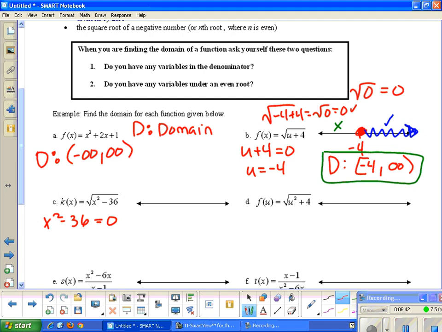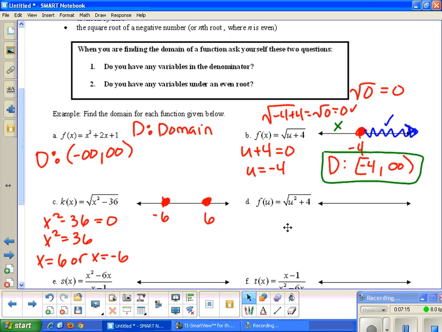In order to solve this, I can do x squared is equal to 36, and then take the square root. Don't forget your plus or minus. So x is equal to 6, or x is equal to -6. And if I plug 6 or -6 in here, I would get 6 squared, which is 36. 36 minus 36 is 0, and the square root of 0 is 0. And since it's not in my denominator, that's okay. So on my number line, I'm going to put -6 and 6. Because I can have 0, I'm going to make closed circles.